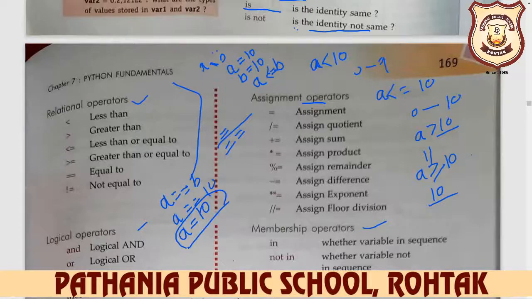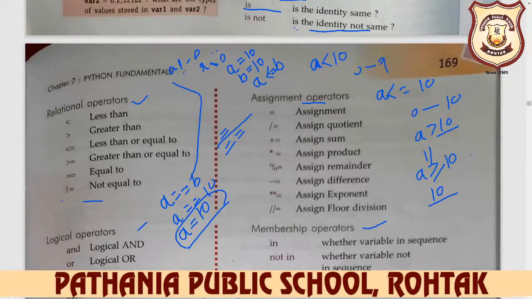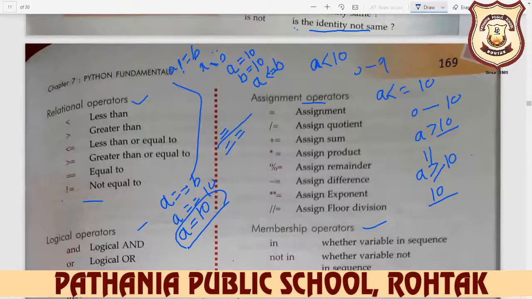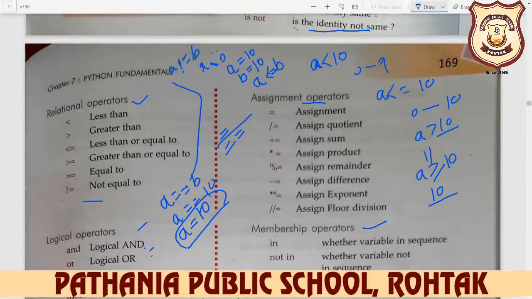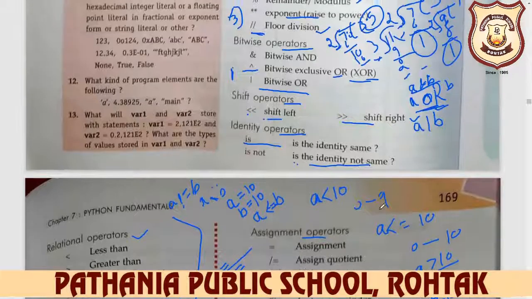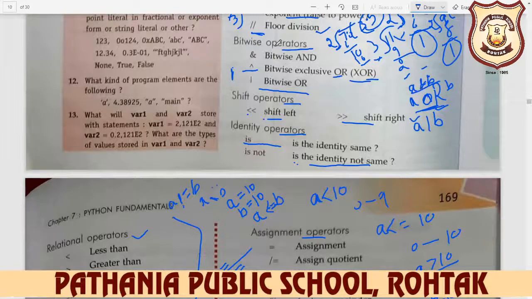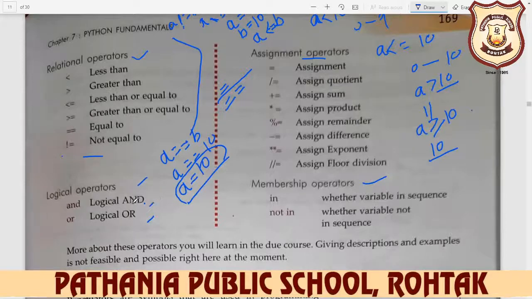And your next relational operator is not equal to. If you want to display A is not equal to B, then you use the relational operator. Next is your logical operator, and your logical operators are the AND operator and OR operator. We have already given you the example above. Here we use the bitwise operator only, but here actually the use of the AND and OR operator.